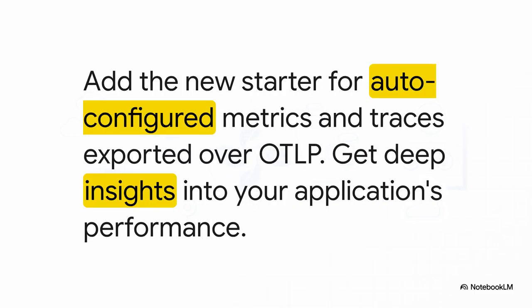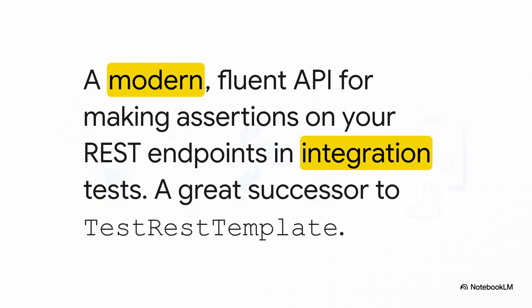Observability gets a huge boost with the new Spring Boot Starter OpenTelemetry. Just by adding this one starter, you get auto-configured metrics and traces exported right over OTLP. It's honestly become incredibly simple to get deep insights into how your application is performing. And on the testing front, we get the new REST Test Client. It gives you this modern, fluent API for making assertions on your REST endpoints in your integration tests. It's a great successor to TestRestTemplate and works perfectly with both MockMvc and a live running server.